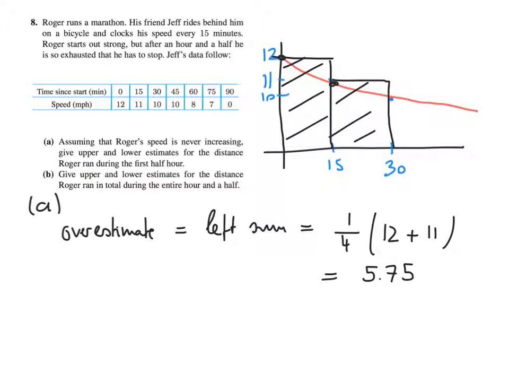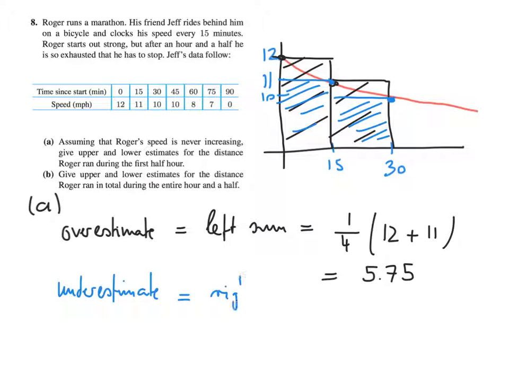Now the lower estimate would be the right-hand sum, because we would take this as the first data point, and then this would be our next data point. The right-hand sum would be the underestimate. And that would be 1/4 times 11 plus 10, which would be 5.25 miles.